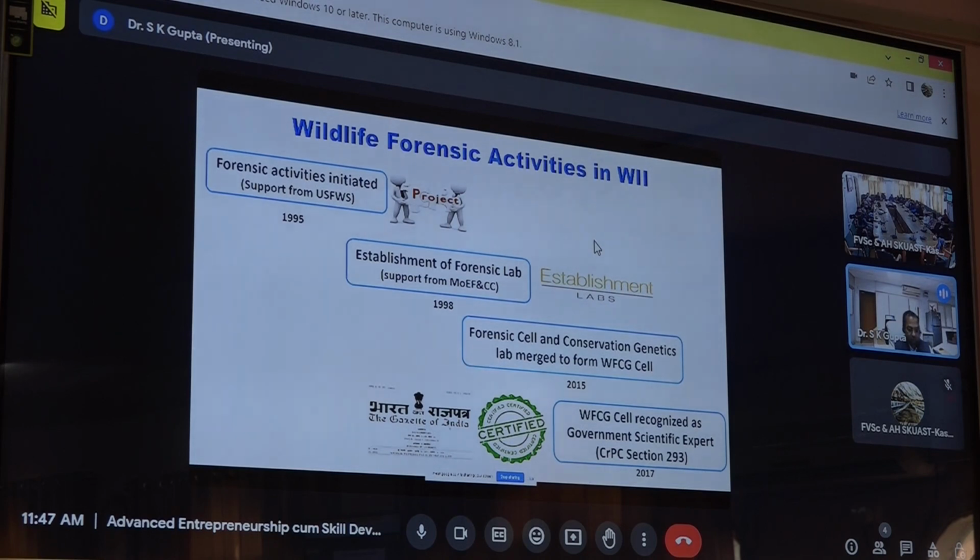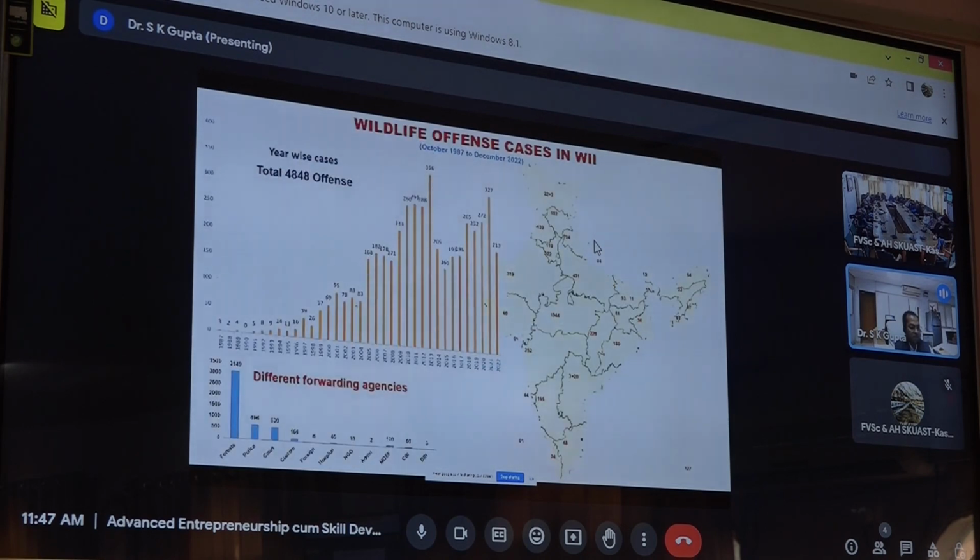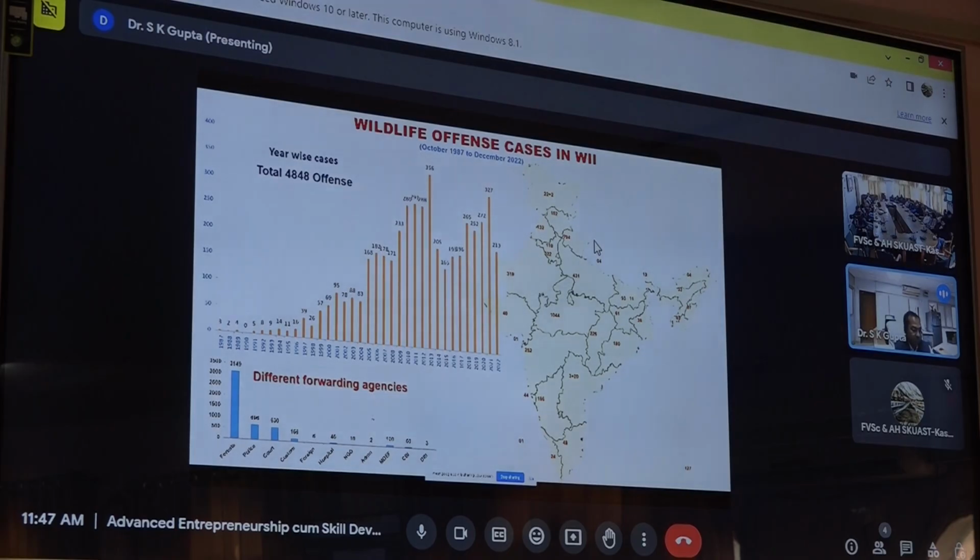And this is the year-wise wildlife offence cases referred to the Wildlife Institute of India. So every year you can see here about 200 to 300 cases are being referred from various agencies from all across the country. It is not only coming from one of the neighboring states, but from all the states, especially one of the remote states, Andaman and Nicobar Islands, which is a union territory. You can see a substantial number of cases has been forwarded from that side. And mostly they have been registered by the Forest Department, then police, border, customs. Many agencies are sending samples.